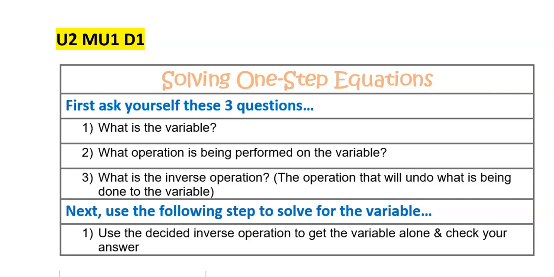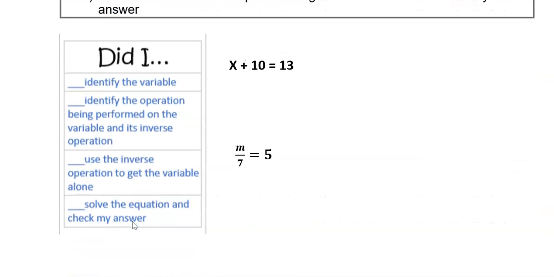So the one step that you want to take to solve for the variable is you want to use the inverse operation you decided on to get the variable alone. And then make sure you go back and check your answer once you're done. So we're going to look at a couple of equations. So the first one reads x plus 10 equals 13.